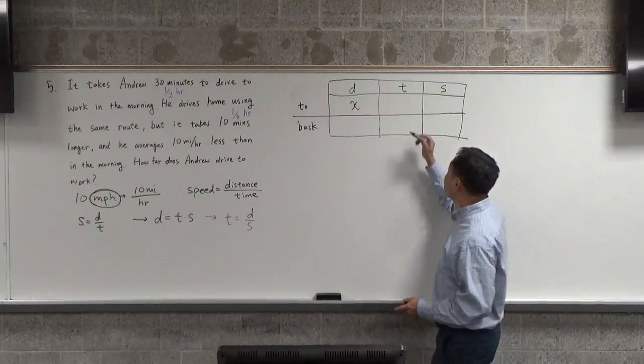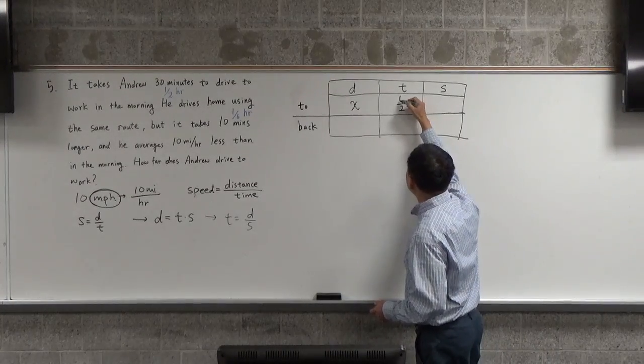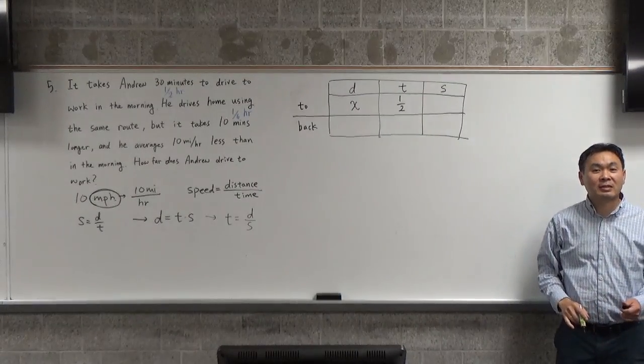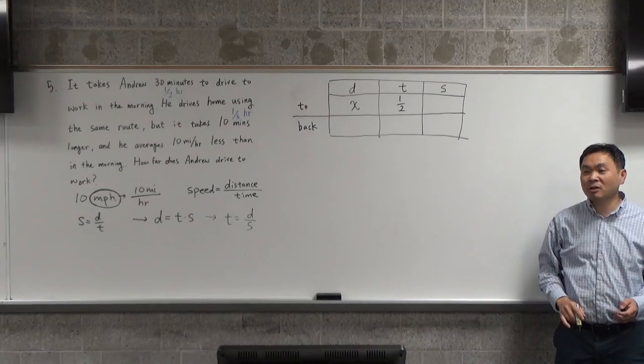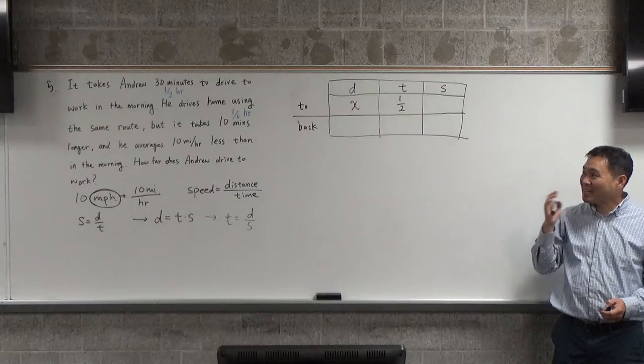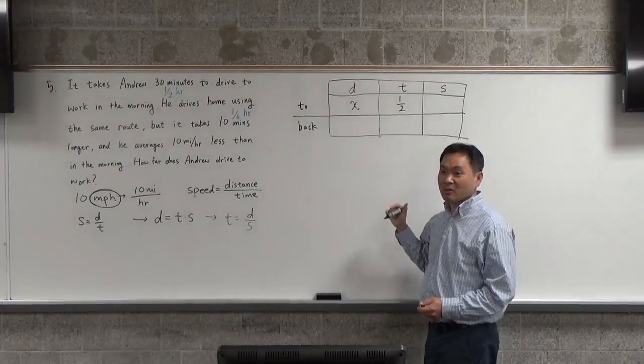Half hour, 30 minutes. So we decided to put 1 hour for that one. Okay, what about the speed? Do we know the speed when he's driving to work? More than the afternoon, yeah, something like that, but that's not clear, right? We don't know. So what should we do?